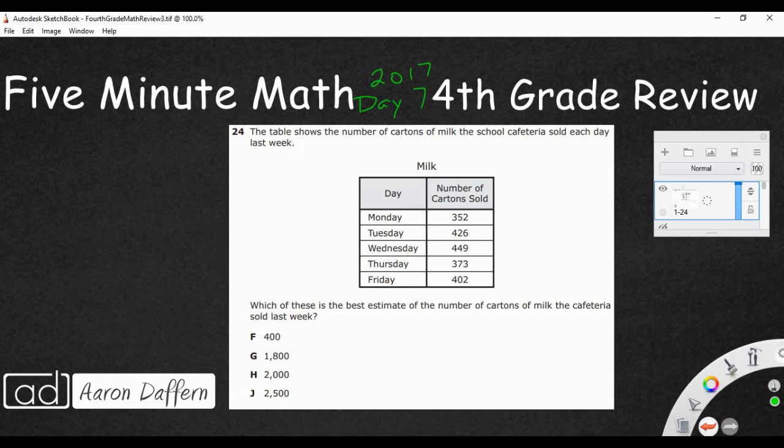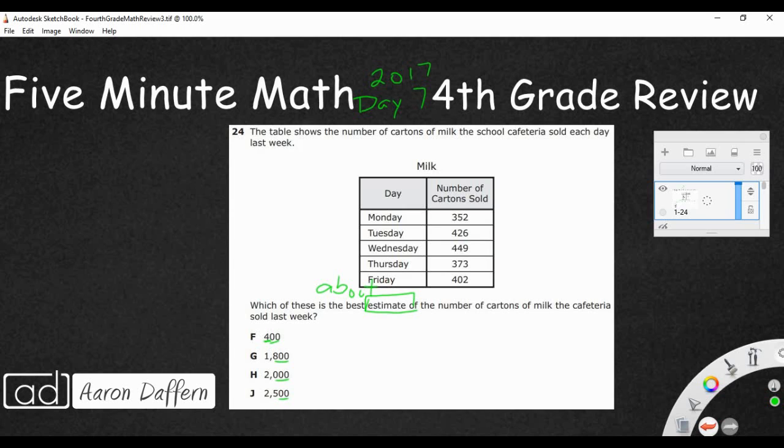We have a table here, and it shows the number of milk cartons sold in 5 days at a particular school. So we get this term here, estimate, the number of cartons. If you take a look at your answers, you know that none of the answers are very specific. They're each rounded to at least the hundreds place. And so what we need to know is that this estimation, it means about. It means we don't need the exact answer. We can round, but they don't tell us which place to round to.